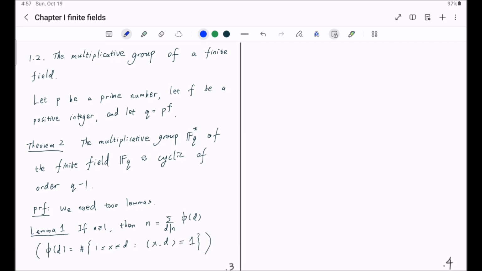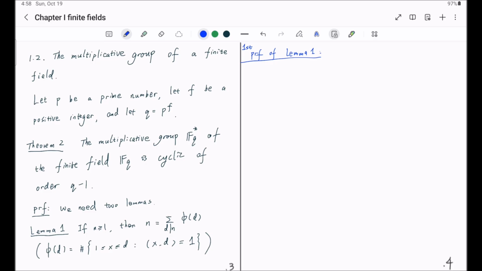And now let's prove this lemma. Here we will present two proofs. The first one is elementary, and the second one involves basic abstract algebra. So this is the first proof.